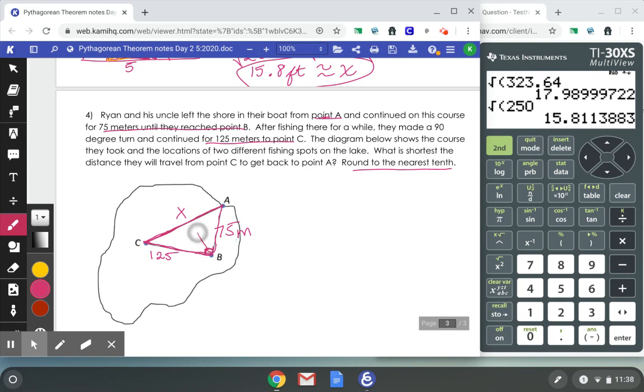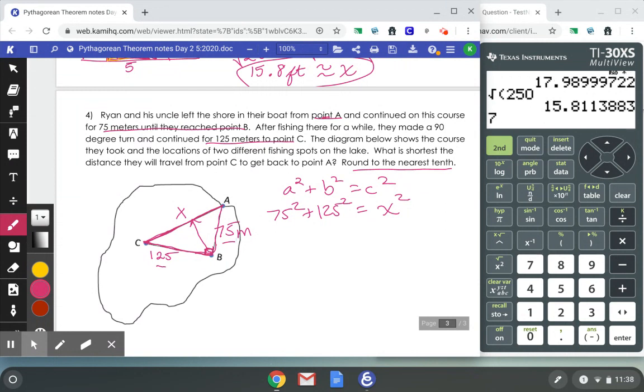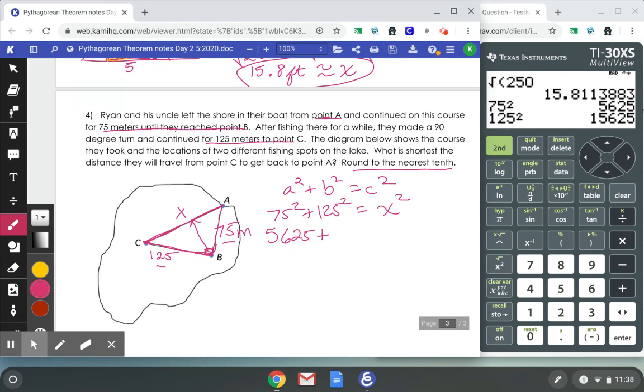Here's your 90-degree angle. The side that's across from it, remember, is your hypotenuse. So I'm going to use my formula. I know my 2 legs, 75 squared and 125 squared, and I don't know the hypotenuse. So I'm going to solve for that. 75 squared is 5,625. 125 squared, 15,625 equals x squared. Now this time I've got to get x by itself.